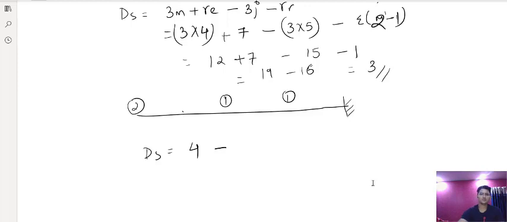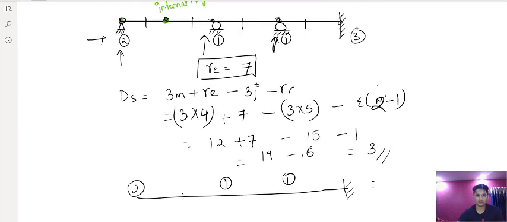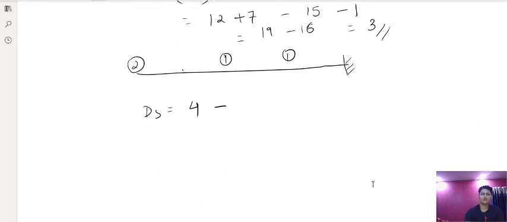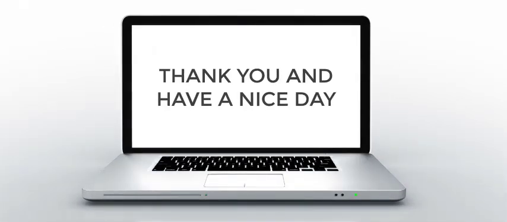Here there was one internal hinge, so the constraint added will be 1. So the value of ds will be 4 minus 1, which is 3. This is how you need to calculate. This was the second approach, and that was the first approach. This is how you can solve the numericals based on beams. So for now, thank you very much.